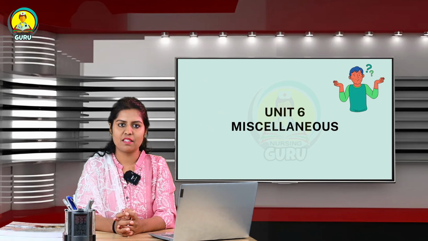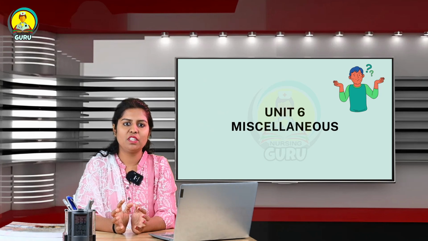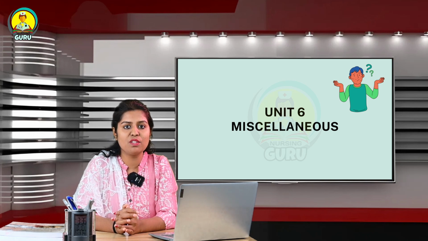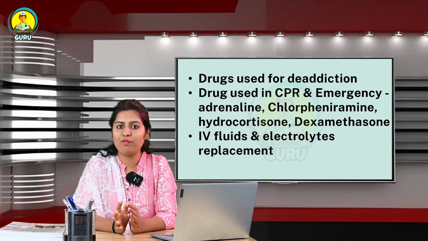Next, unit 6, miscellaneous drugs. So here we will discuss the drugs which we have not discussed in other units. For example, drugs used for de-addiction, drugs used in CPR and emergency drugs. Emergency drugs are very important.